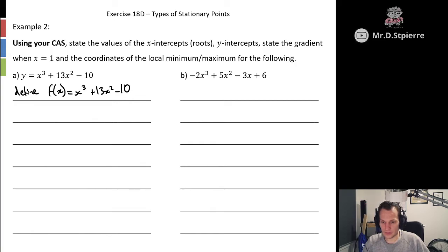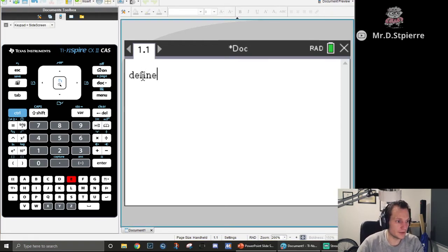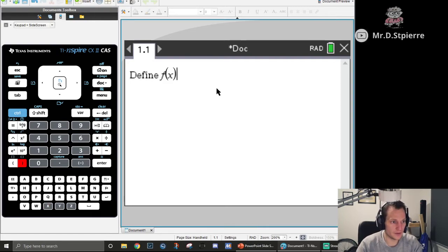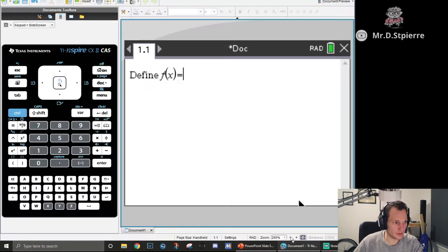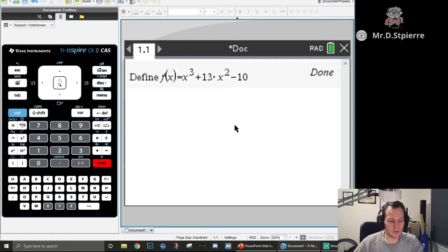So I need to open up the CAS. There we go. We need to have it selected. So define, or for those that forgot how to do it, menu 1, define f of x is equal to x cubed plus 13x squared minus 10. Did I get that right? Yes. Okay. Done.